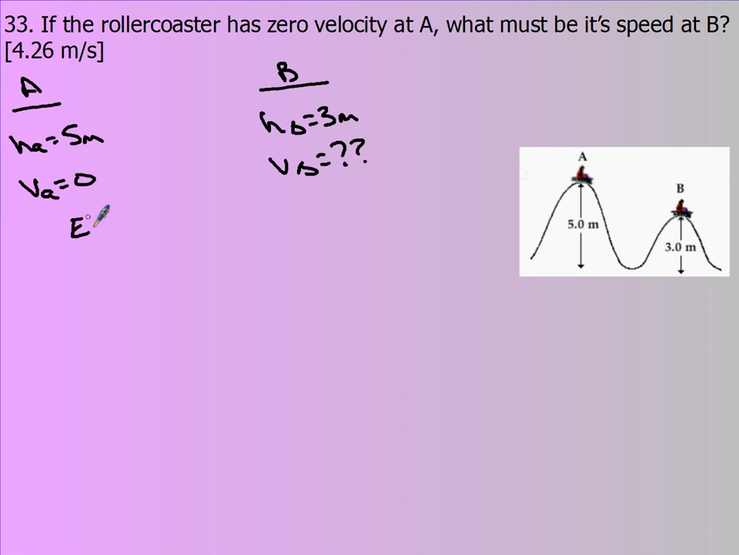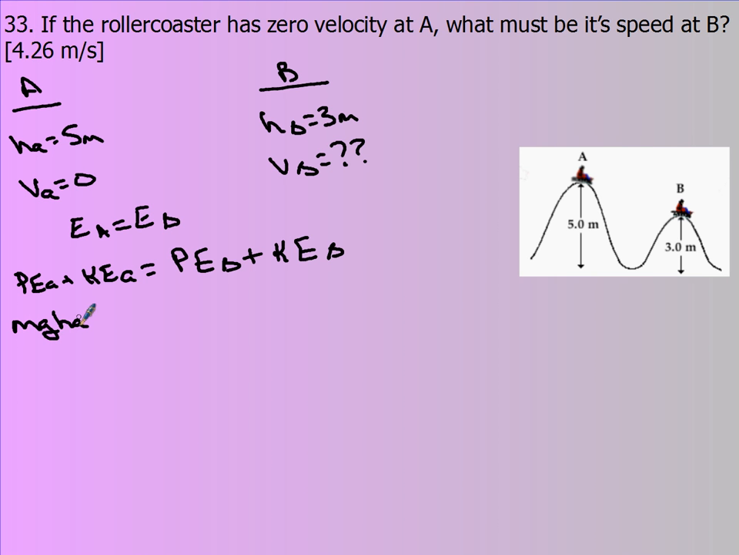We know the energy at A must equal the energy at B. So the potential energy at A plus the kinetic energy at A has to equal the potential energy at B plus the kinetic energy at B. The potential energy at A is mgh at A plus 1/2 m velocity at A squared. This is equal to the potential energy at B, which is mgh at B, plus the kinetic energy at B, which is 1/2 m velocity at B squared. Now come through and put in your zeros. Velocity at A is 0, but that's the only thing that's 0.